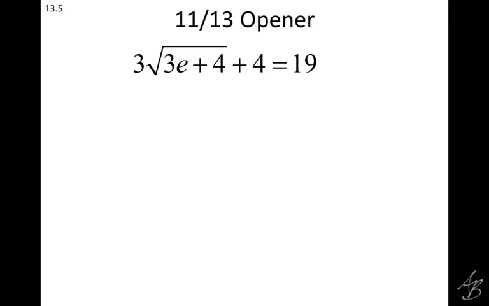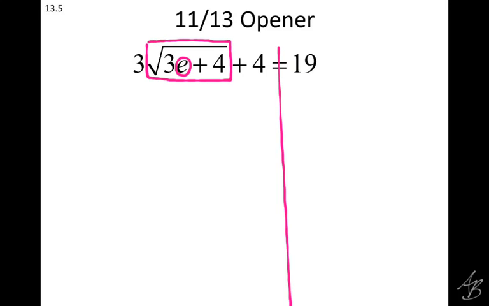It's three things. Okay, line of equality, circle variable, and box what? The square root. Now we're boxing the square root because we need to get that square root by itself before we can get rid of it.